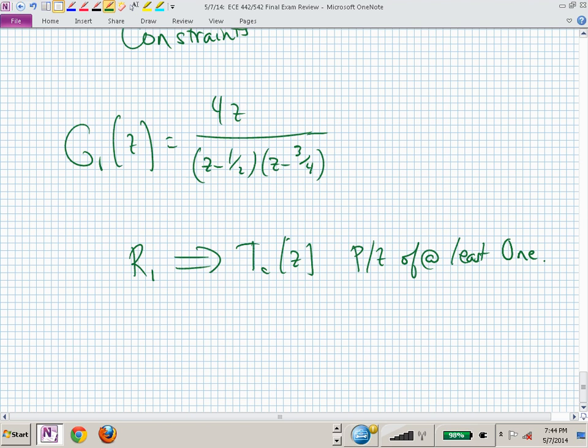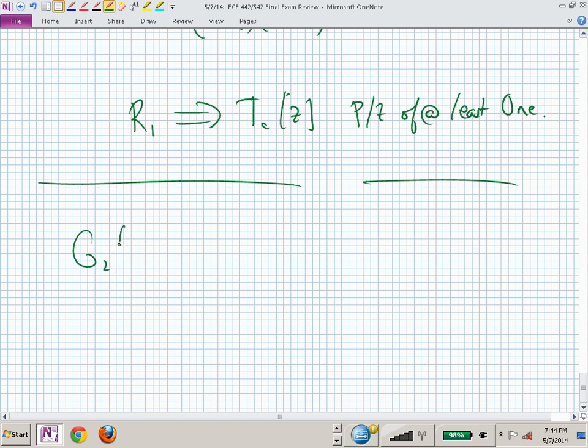And somebody might say, I need closed loop poles at certain locations. Well, you can make that in your T sub C of Z. But then you would need to have a pole zero excess of 1 or more. What about if I gave you another plant? G sub 2 of Z is 2, Z minus 2 over Z, Z minus 1. Any constraints or restrictions?